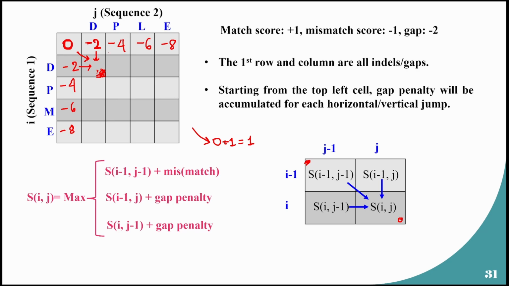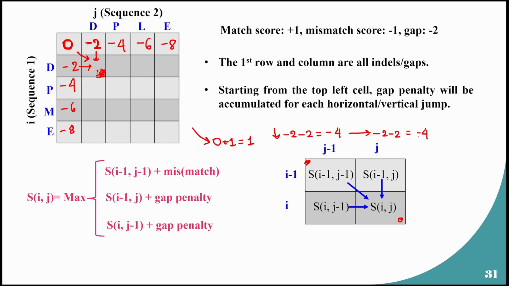If you see from the vertical jump, so that's this one. It already had a score of -2 on the above cell, right? If you are going downwards, you are again adding an indel or gap penalty, so that will accumulate to keep the total score of -4, right? Then this horizontal jump, starting from -2, since you are moving horizontally, you add a gap penalty. So -2 equals -4.